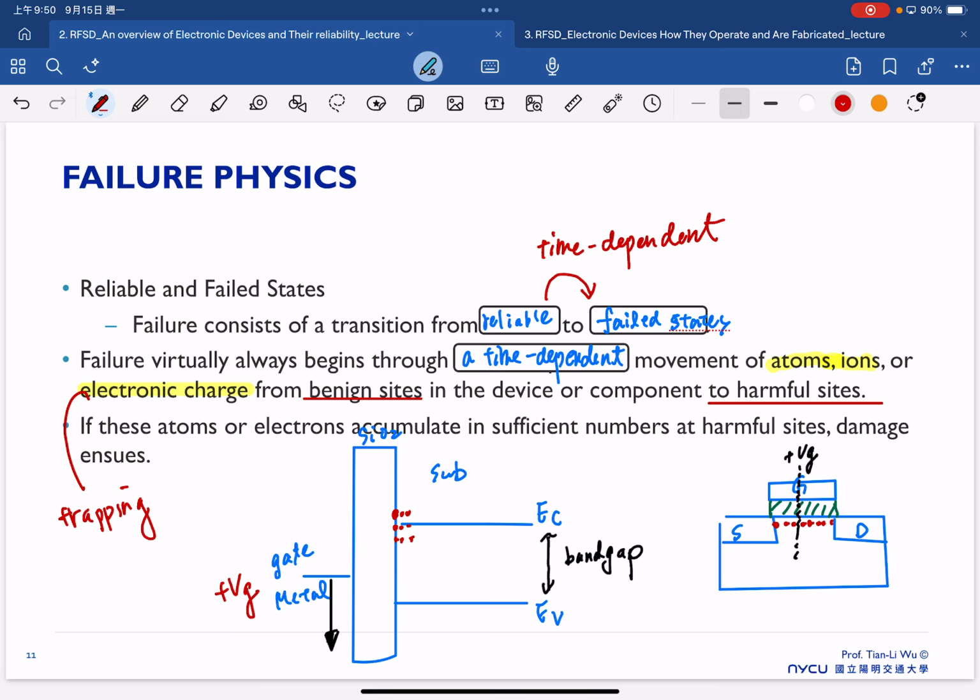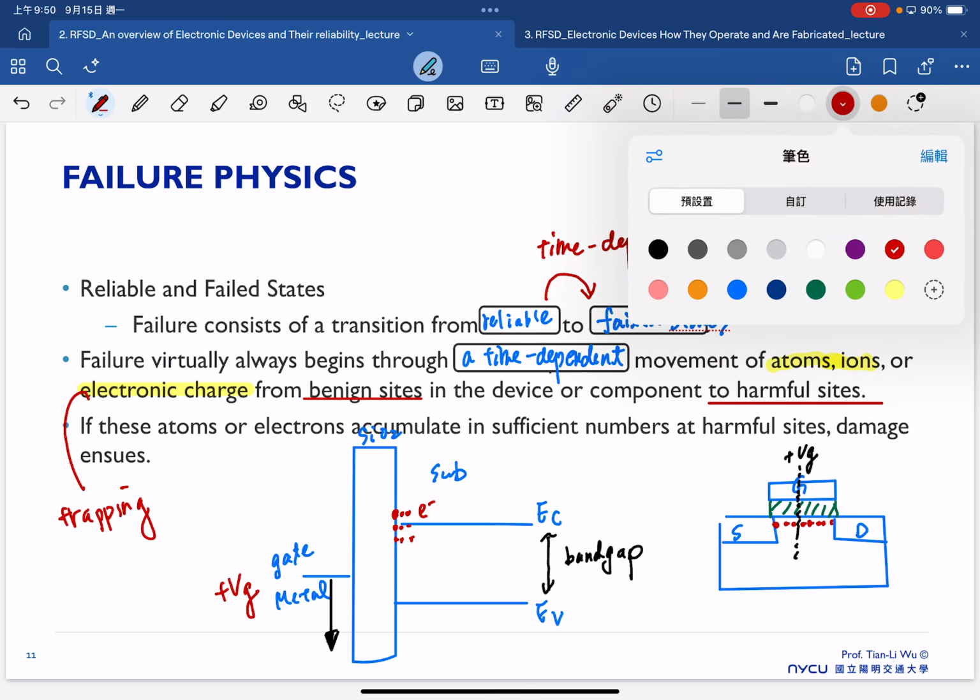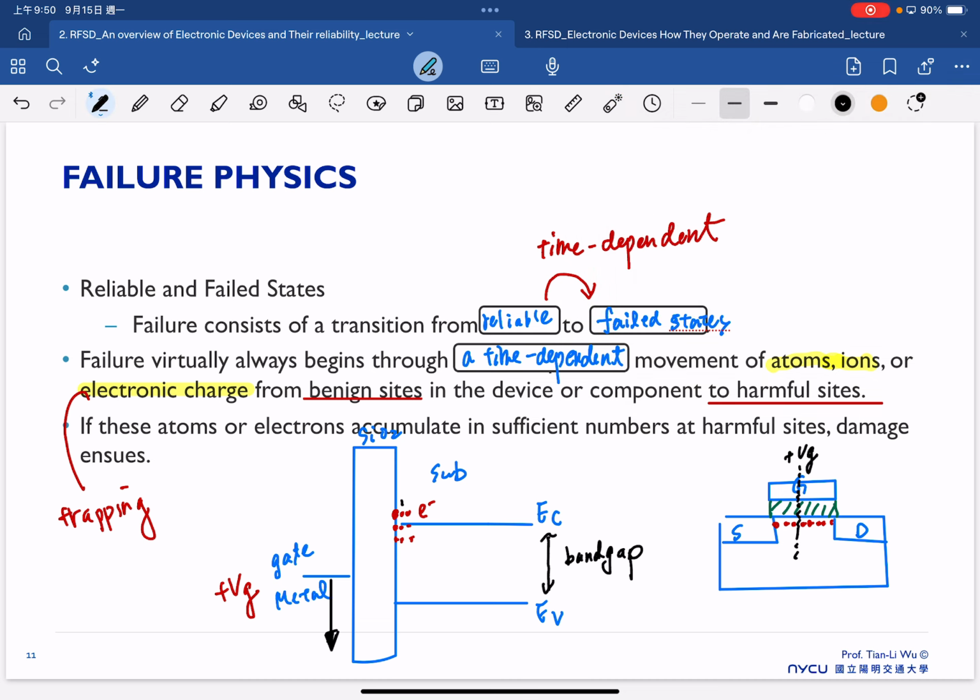This is our inversion electrons. But on the other hand, you have to imagine that this is a negative charge and this is a positive bias. So this negative charge will be attracted and injected into the gate dielectric, because we apply the positive gate bias here. Therefore, we can expect this electron will try to be injected inside this dielectric.